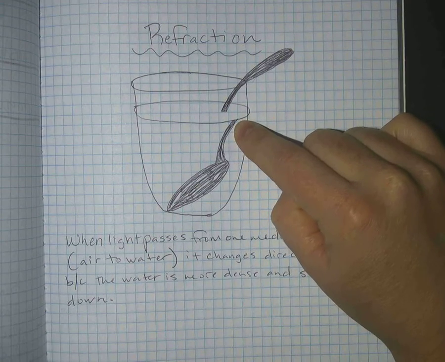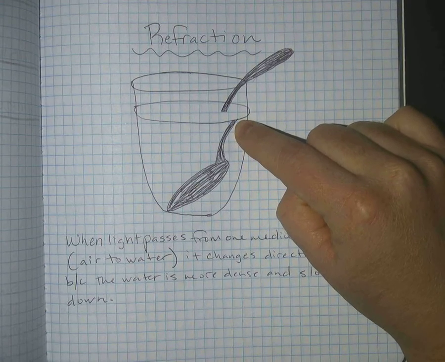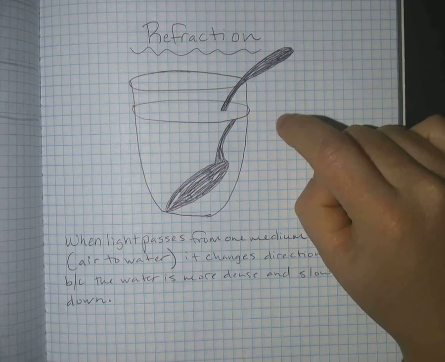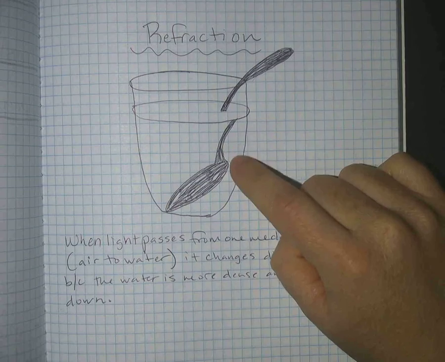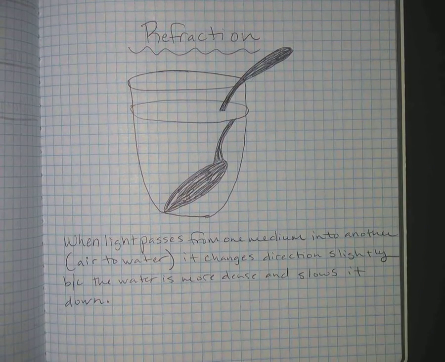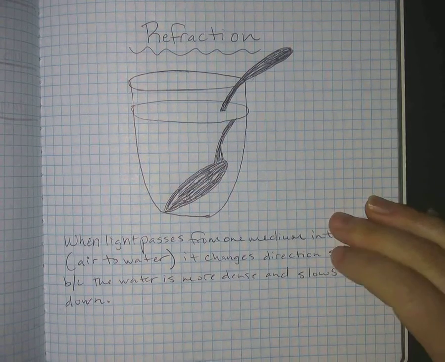This is also why fish appear larger and closer than they really are, okay? Because the refracted rays are slowed down. Okay, and bring the images closer.